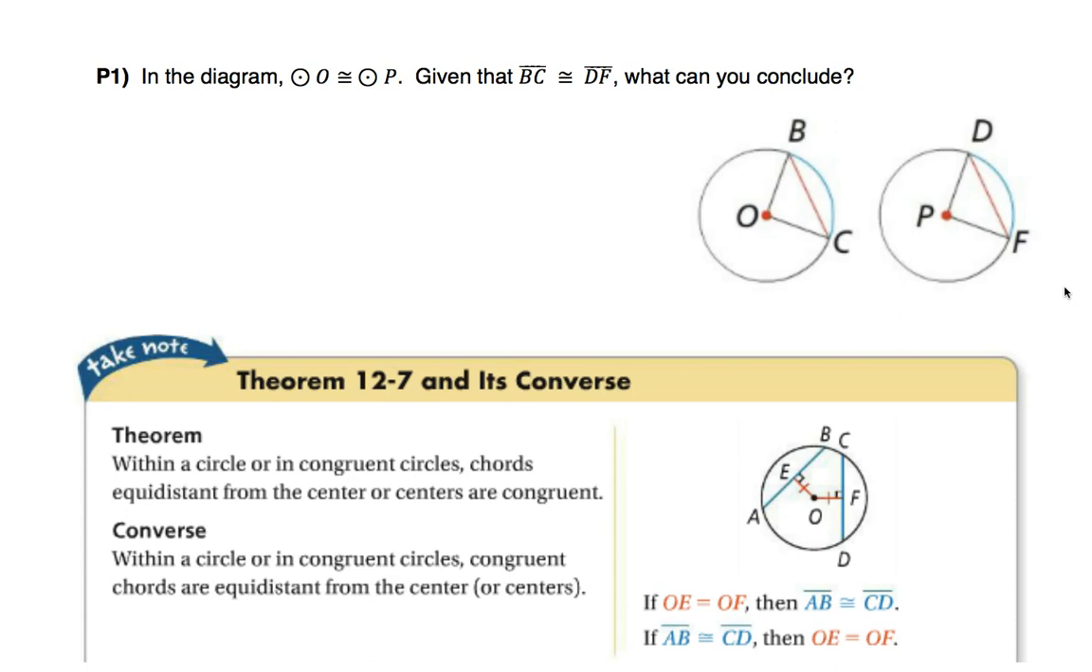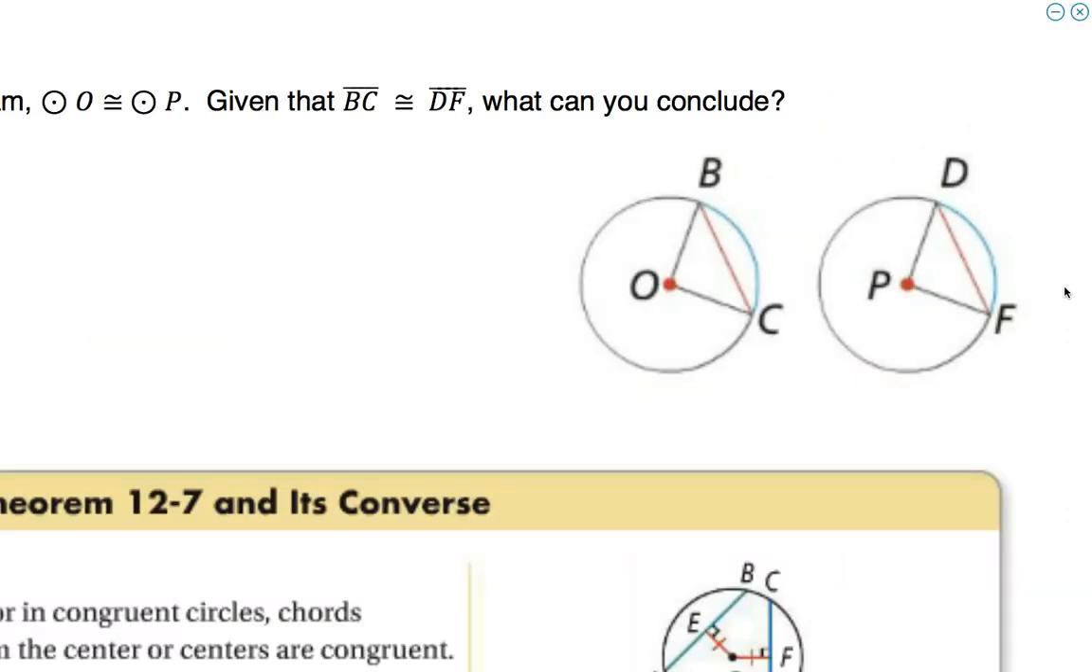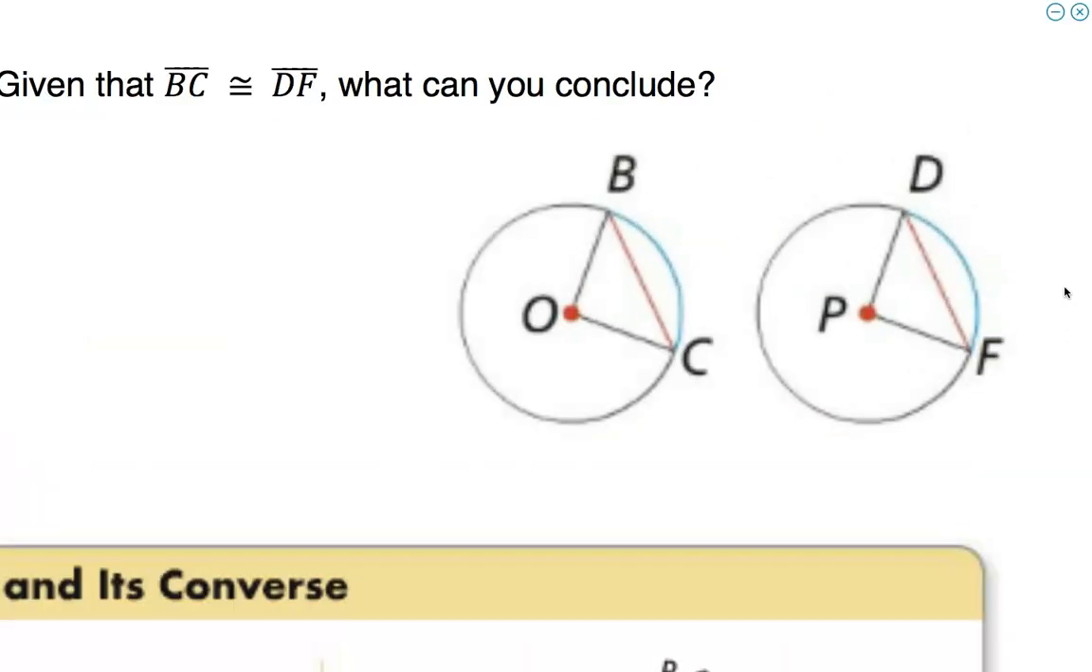All right, practice number 1. In the diagram, circle O is congruent to circle P. That means they have the same radius. Given that BC is congruent to DF, so right now we know these are going to be the same.